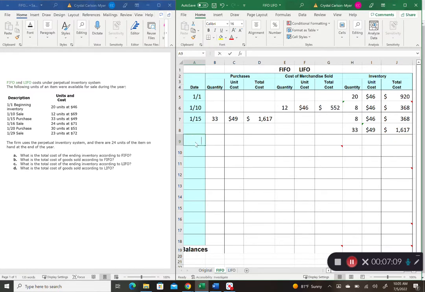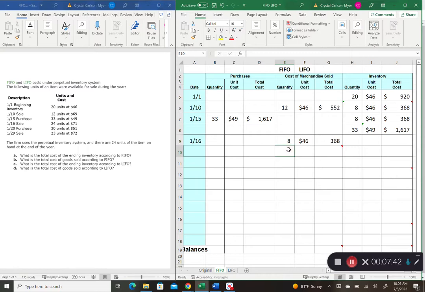We're going to go ahead and record the January 16th sale. So we sold 24 units. I can't just put 24 units here like I just put the 12 up here because we're using first in, first out. So the first thing I need to do is sell all of those 8 units, because we sold 24 total. Those cost me $46 a unit for a total cost of $368. And then we're going to sell the remaining units out of these 33 units here.